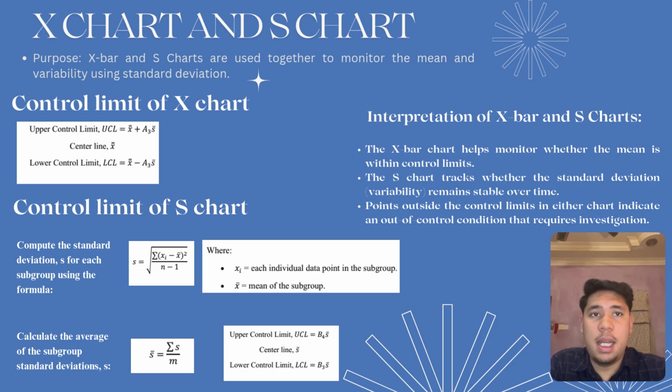Next, we will be discussing the S-bar chart and S-chart, which are used together to monitor both the mean and the variability of a process. These charts are critical for identifying if a process is stable or if there is a sign of inconsistency. Let's first look at the S-bar chart. The S-bar chart helps track the mean of the process, showing whether it stays within established control limits over time.